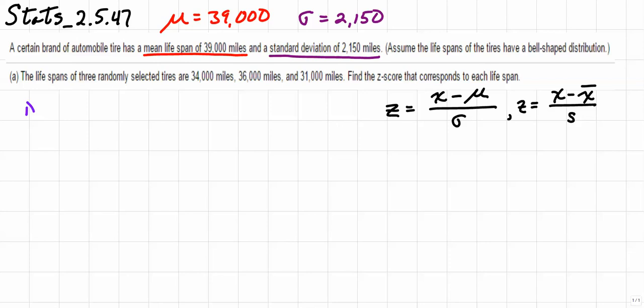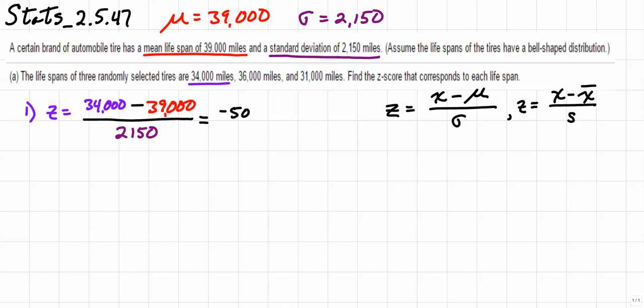Alright, so the first one that we're going to deal with is going to be 34,000 miles. So z will be equal to 34,000 minus the mean, which is 39,000, and we will divide that by the standard deviation, which in this case is 2,150. And when we punch that into the calculator and divide, we'll end up with negative 5,000 over 2,150, which is equal to a negative 2.3255, and that goes on, and we'll round that to 2 decimal places and get negative 2.33.